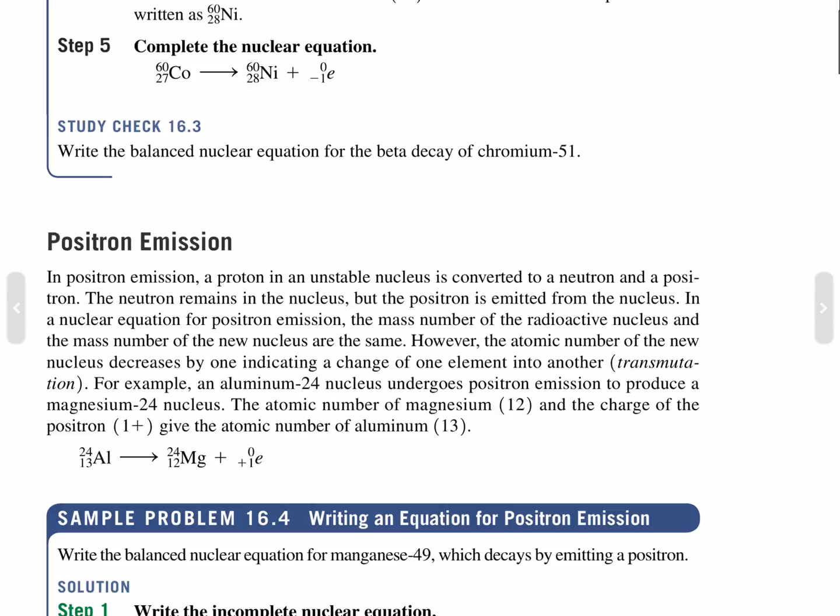For example, the aluminum-24 nucleus undergoes positron emission to give a magnesium-24 nucleus. The atomic number of magnesium, 12, plus the charge of the positron, 1, gives the atomic number of aluminum, 13.